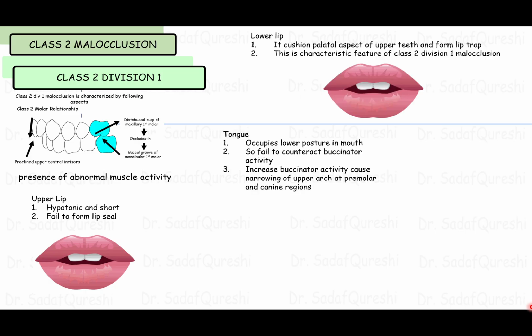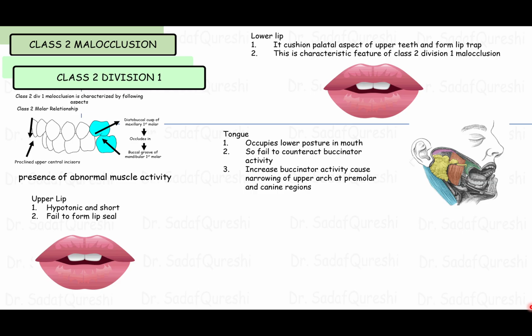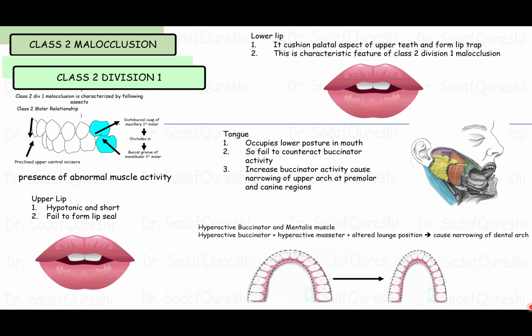Talking about the tongue muscle, the tongue occupies a lower posture in the mouth, so it fails to counteract the buccinator activity. And when the buccinator activity is more, it causes narrowing of the upper arch at the premolar and canine regions. As we know, in class 2 division 1 malocclusion there is abnormal muscle activity, so there is hyperactive buccinator and mentalis muscle. So whenever there is a hyperactive buccinator muscle, hyperactive masseter muscle and altered tongue position, that is lower tongue position, that causes narrowing of the dental arch, especially at the premolar and canine region.